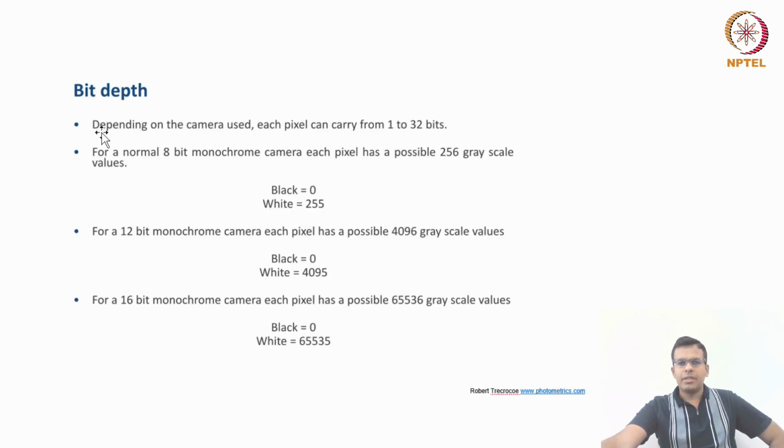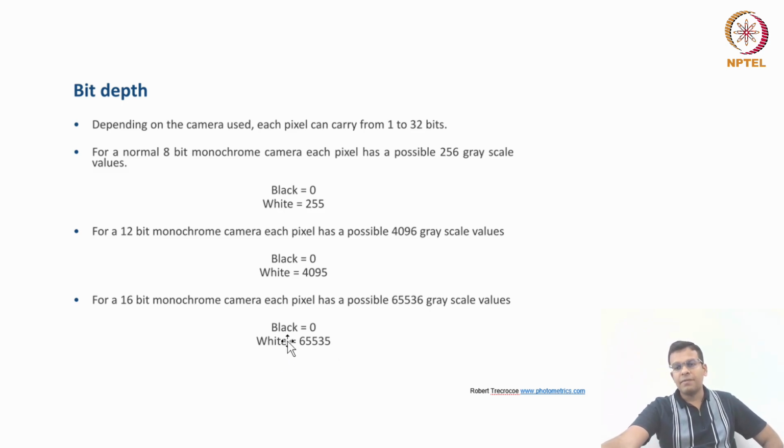So what is the bit depth? Depending on the camera used, each pixel can carry from 1 to 32 bits. Okay, for a normal 8-bit monochromatic camera, each pixel has a possible 256 grayscale values. So that means the black pixel is represented by 0 and the white pixel is represented by 255. For a 12-bit camera, the black pixel is represented by 0 and the white pixel by 4095. And for a 16-bit camera, the black pixel is represented by 0 and the white pixel by 65,535.